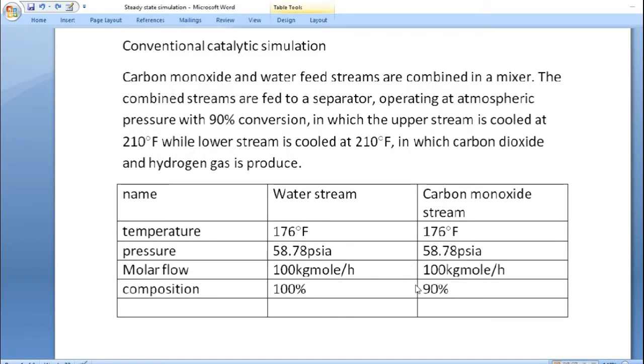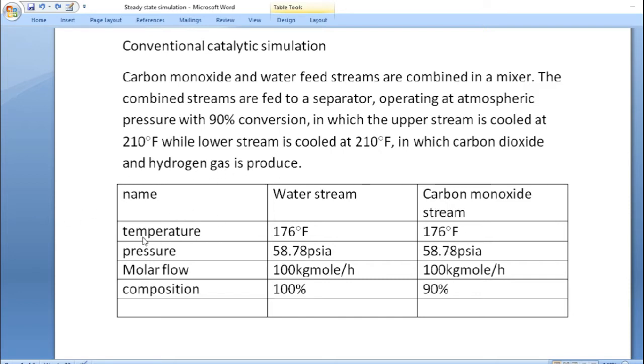So our today's episode is going to be on conventional catalytic simulation. This is the problem statement: carbon monoxide and water as feed streams are combined in the mixer. Then the combined stream is fed to a separator operating at atmospheric pressure with 90% conversion, in which the upper stream is cooled to 210 degrees Fahrenheit, while the lower stream is also cooled to 210 degrees Fahrenheit, respectively. In which carbon dioxide and hydrogen gas are produced.